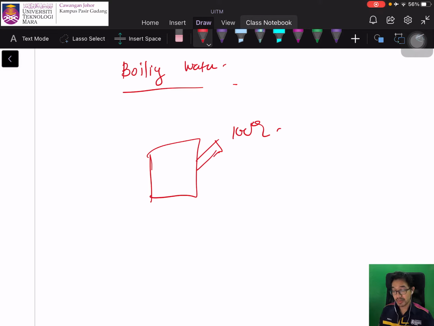But typically the scientific word we use is that the water is already boiled. So the water is already boiled. This will happen only at the standard atmospheric condition, which is at 1 atm. This is also equivalent to 101.325 kilopascal.